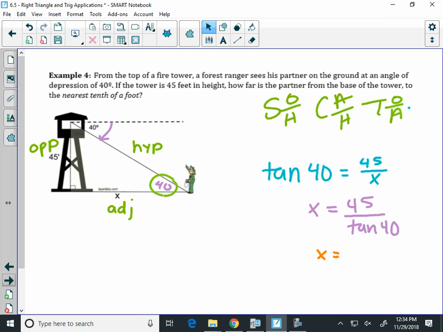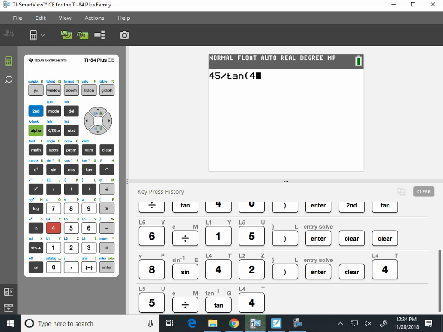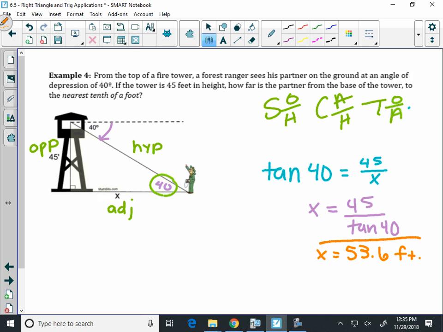So when you plug it in, it's going to be 45 divided by the tangent of 40. You should get that. The direction said round to the nearest tenth. So it'd be 53.6. That's how tall, or how far away, he is from the ranger station base.